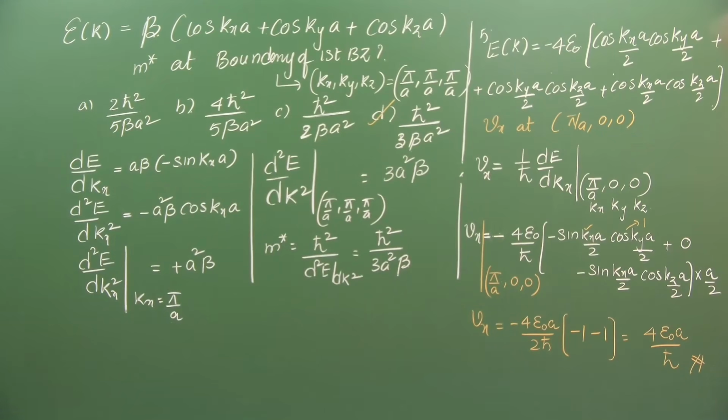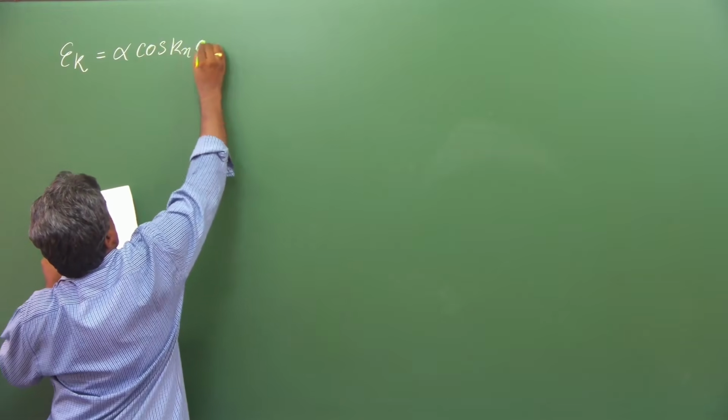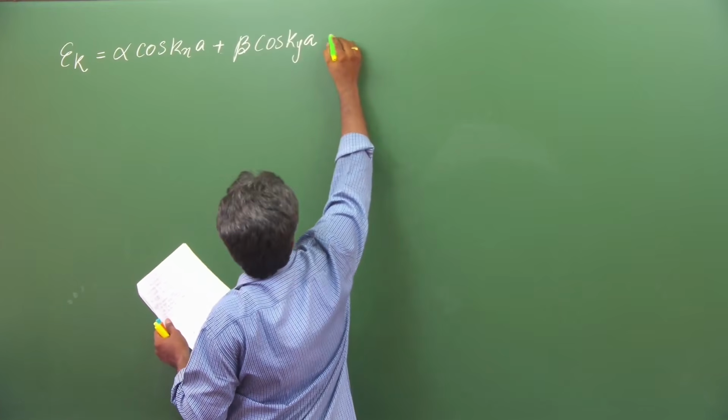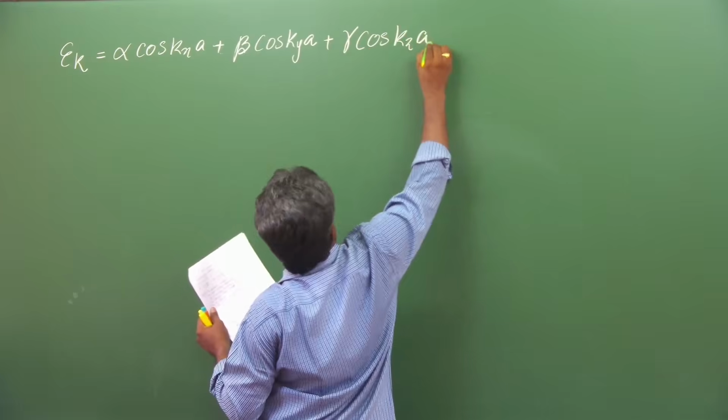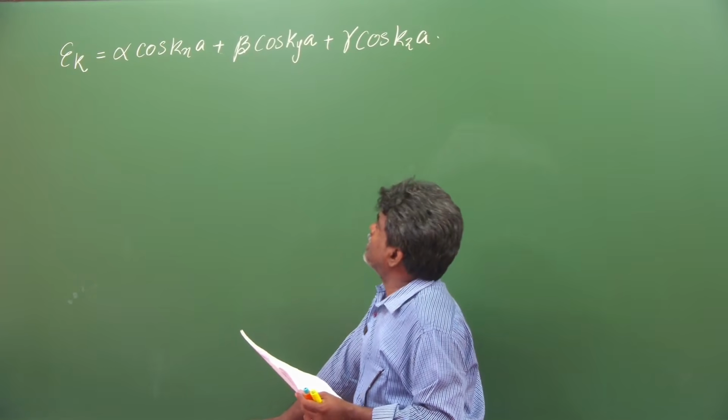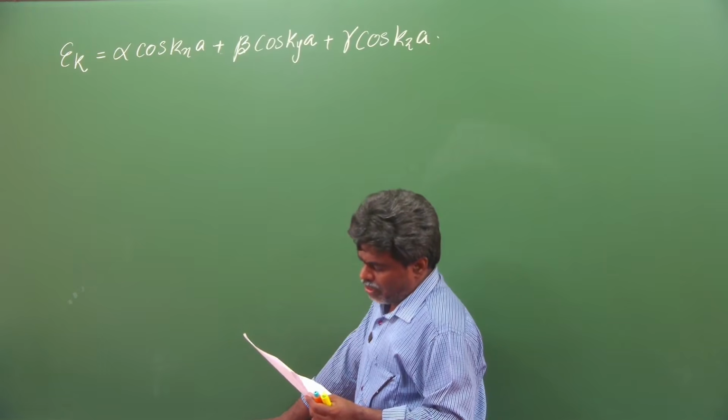Next problem. December 2015. The dispersion relation of electron in a 3D lattice, in a tight binding approximation, is given by Ek equal to alpha cos kxa plus beta cos kya plus gamma cos kza.